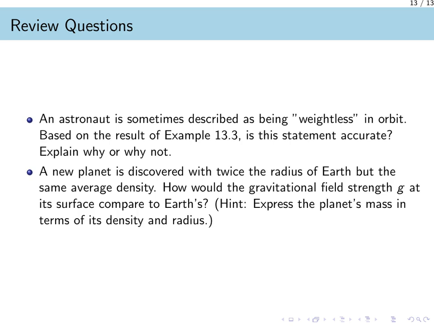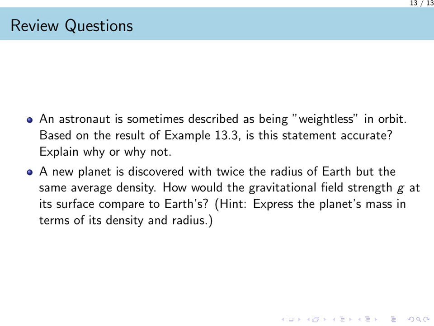Let us wrap up by considering two questions that test our understanding of weight and gravitational fields. The first question asks if it is accurate to describe an astronaut in orbit as weightless. As we saw with the space station, an object in low Earth orbit still experiences about 90% of its surface weight. The gravitational force is still very strong. The sensation of weightlessness occurs because the astronaut and their spacecraft are in a constant state of free fall, accelerating together toward the Earth. Therefore, the term weightless is not technically accurate.